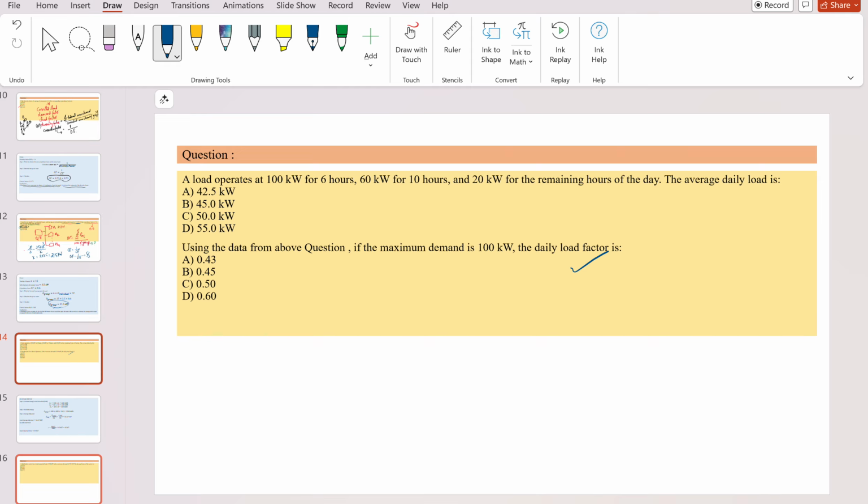If you get the first answer, just write it in the chat box. The first answer is this. These are very basic problems, so that's why I kept them, to build the fundamental concepts.